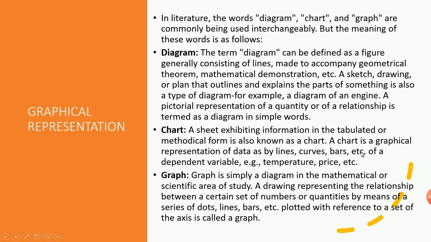So there would be one x-axis, which will be an independent variable, and then the y-axis, which would be a dependent variable. So we will be calculating the time frame or something, x or y like that. So that is a chart. Then what is a graph? A graph is simply a diagram in the mathematical or scientific area of study. So a drawing representing the relation between a certain set of numbers and quantities is known as a graph.